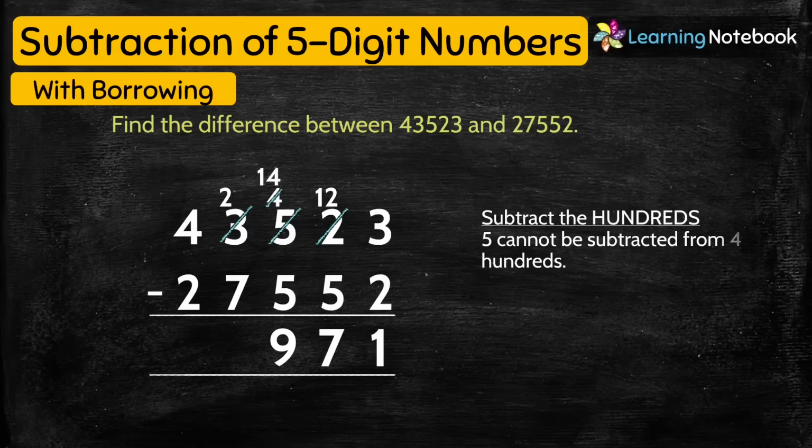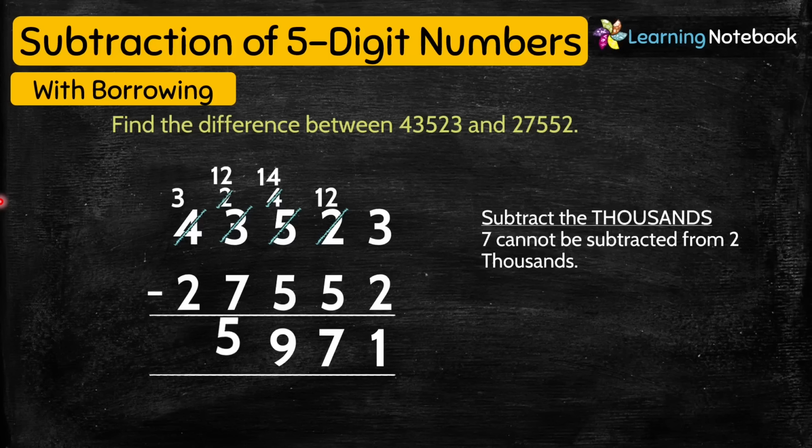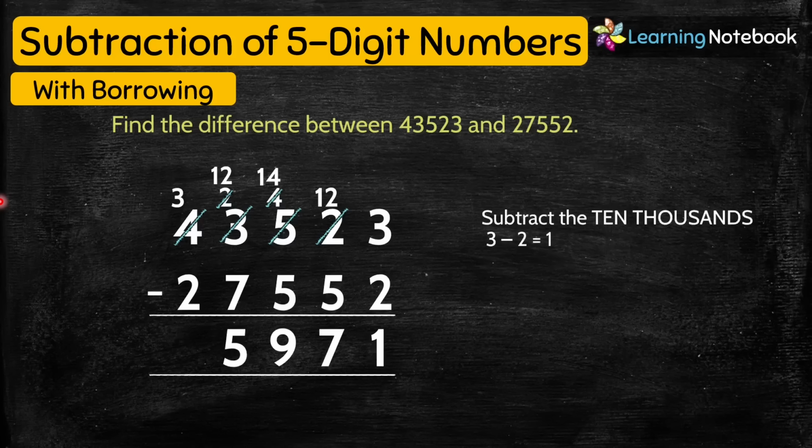Now let's subtract the digits at thousands place. But 2 is weaker than 7. So 2 will borrow from 10,000's place. So 4 becomes 3 and 2 becomes 12. And 12 minus 7 equals 5. And lastly, we will subtract the digits at 10,000's place. 3 minus 2 equals 1. So students, answer is 15971.